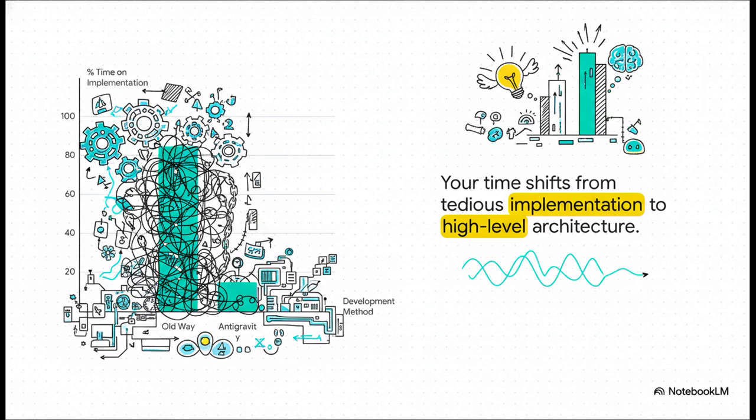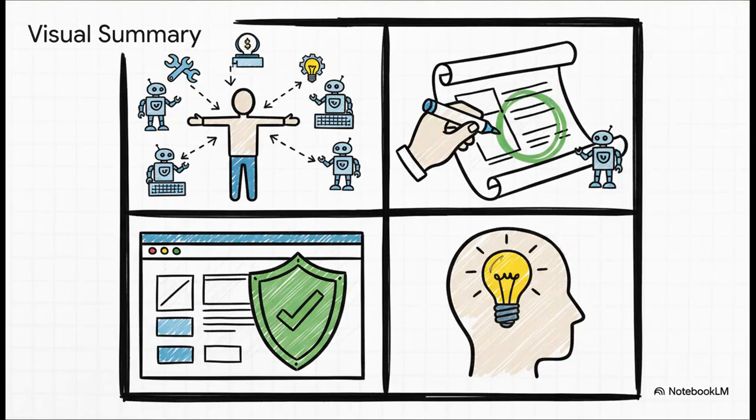And all that time you get back. It gets moved over to the fun stuff, the high-level architecture, the actual creative problem solving. So really, you can boil this whole new way of working down to 4 key ideas. First, you delegate. You run multiple agents at once to get way more done. Second, you direct. You're not just prompting, you're giving specific, actionable feedback on those artifacts. Third, you trust. You can trust the code quality because it's been automatically tested. And all of that leads to the last one. You get to focus. You can finally spend your time on the big, creative problems that really matter.